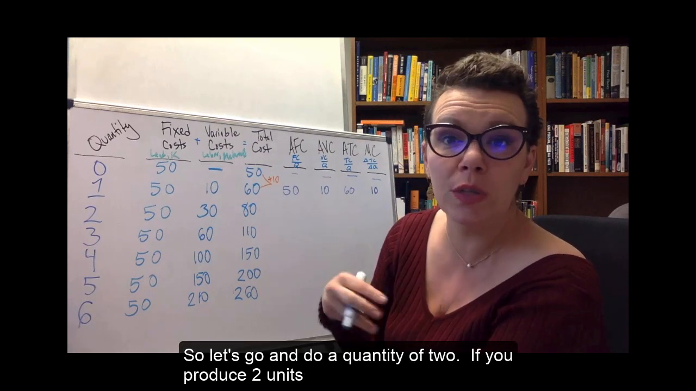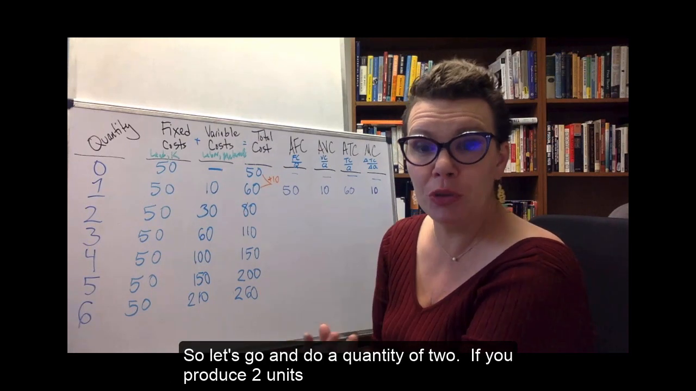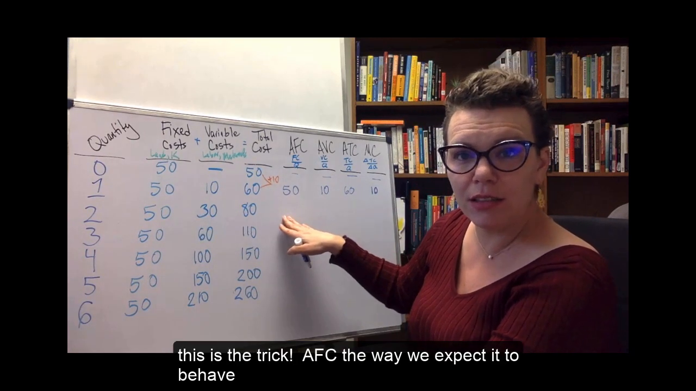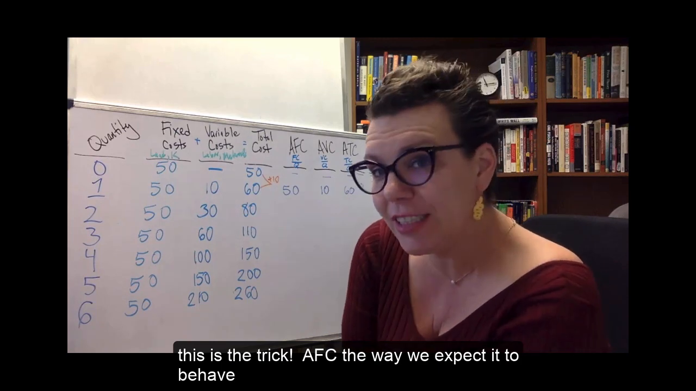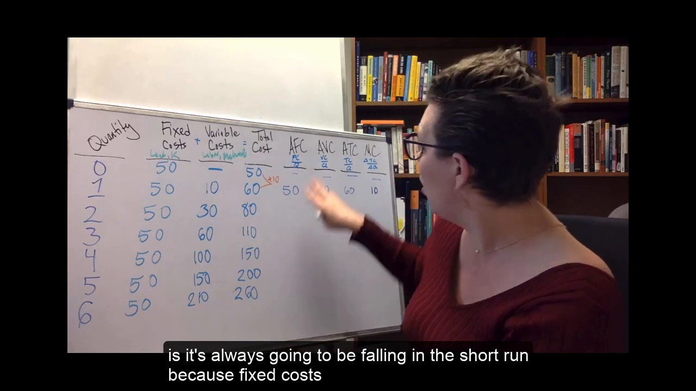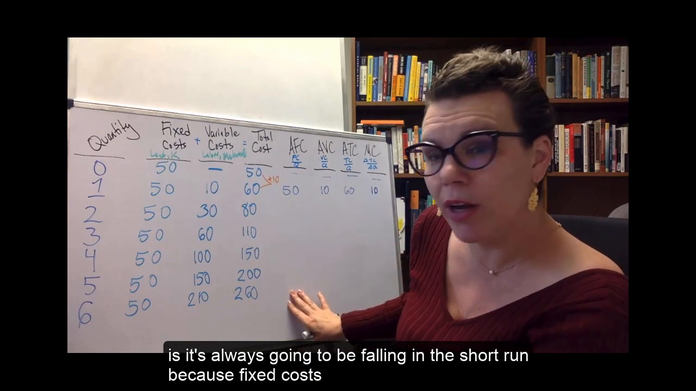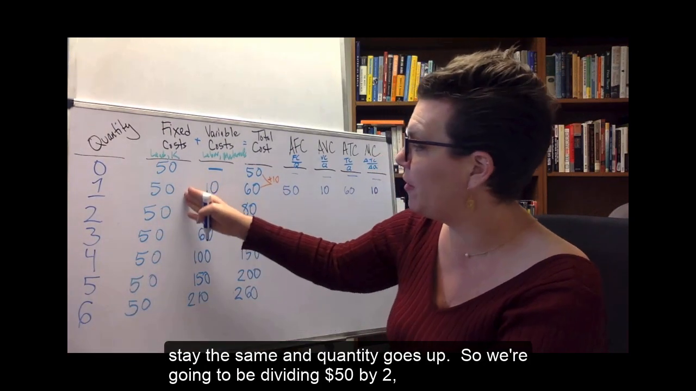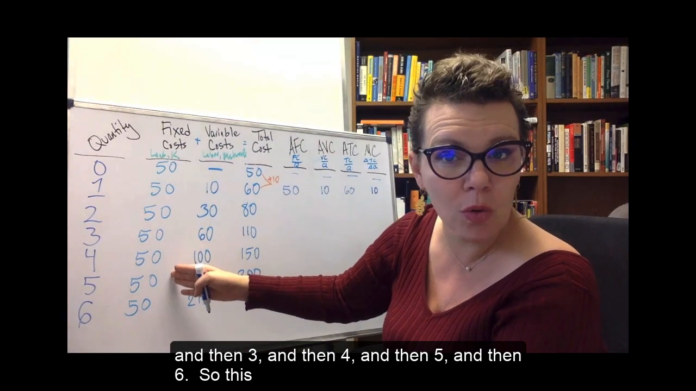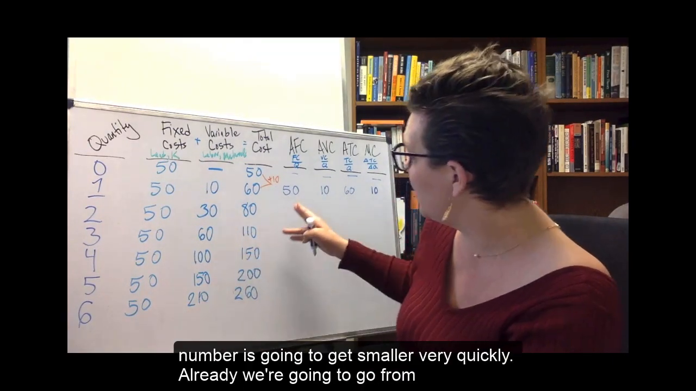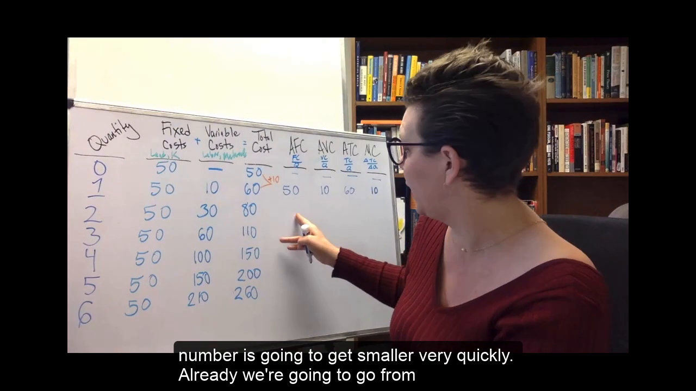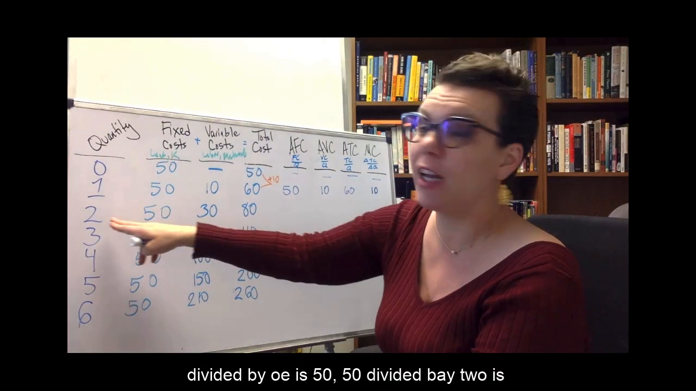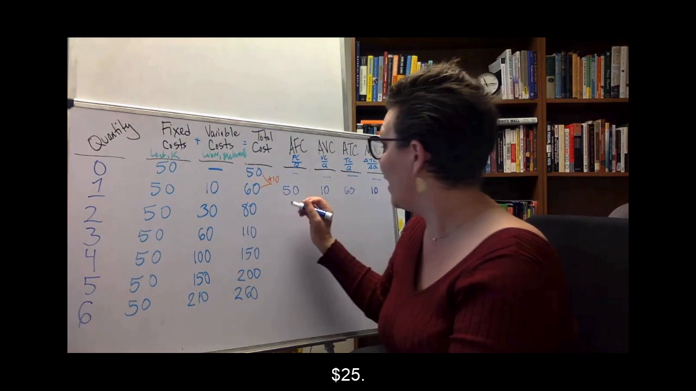So let's go and do a quantity of 2. If we produce 2 units, our fixed costs stay the same. So what's going to happen to average fixed costs? This is the trick. Average fixed costs, the way we expect it to behave, is it's always going to be falling in the short run because fixed costs stay the same and quantity goes up. So we're going to be dividing 50 by 2 and then 3 and then 4 and then 5 and then 6. So this number is going to get smaller very quickly.